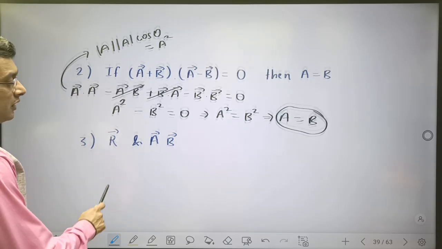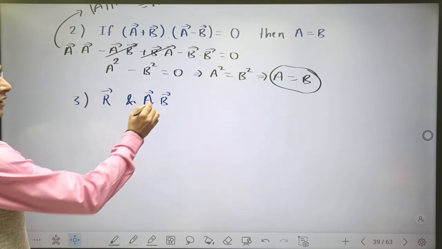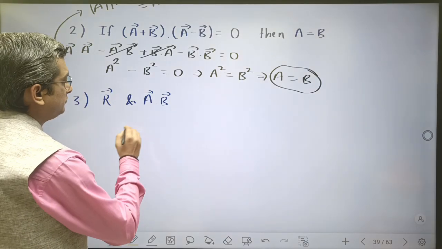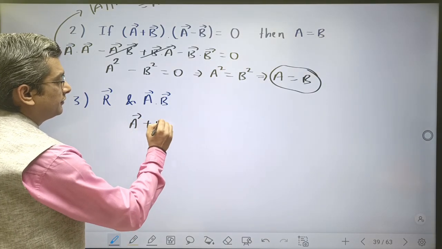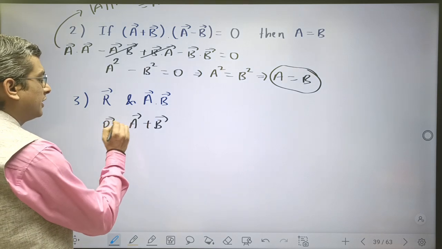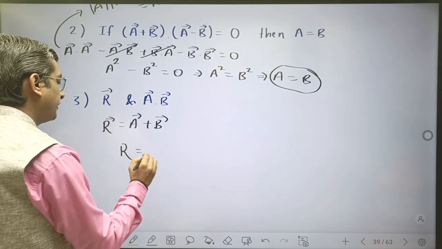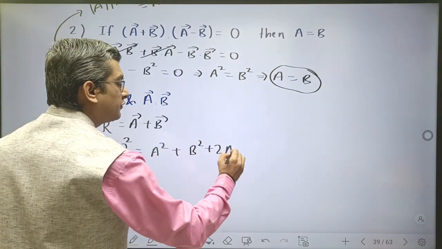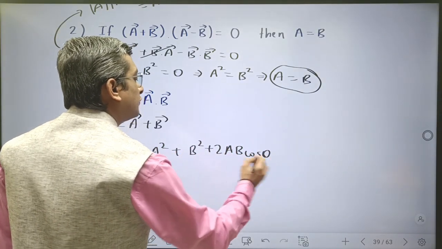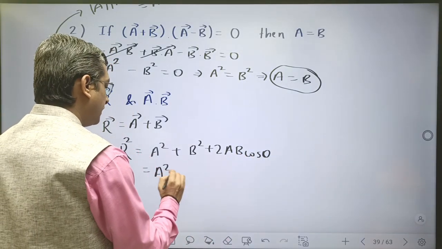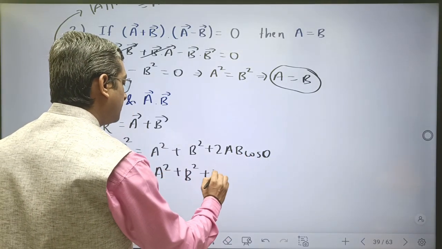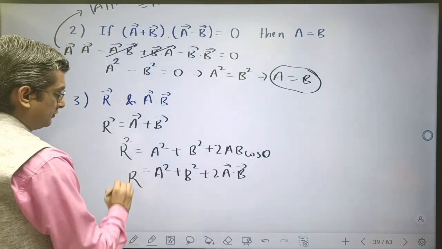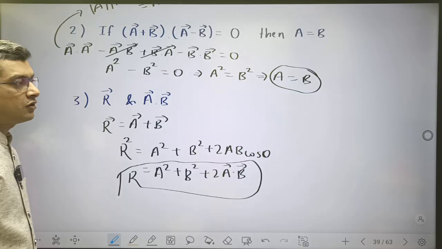The second is R and AB. This is the relation. For example, let us suppose this is A and this is B. Let us suppose this is vector R. So what is the formula for R magnitude or R square? This is given by A square plus B square plus 2AB cos theta. So instead of 2AB cos theta, we can write A square plus B square plus 2 A dot B, isn't it? So this is the magnitude of R vector. This is the formula.